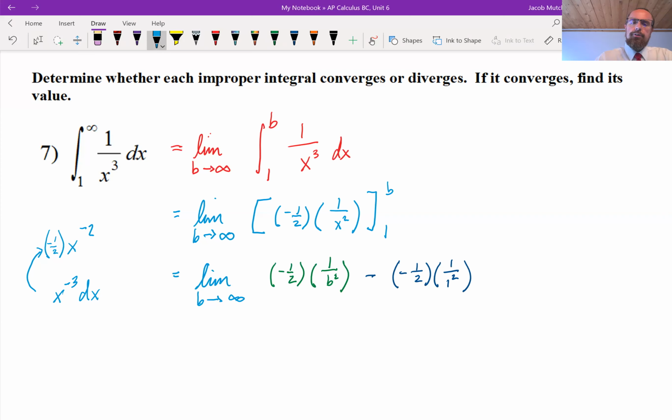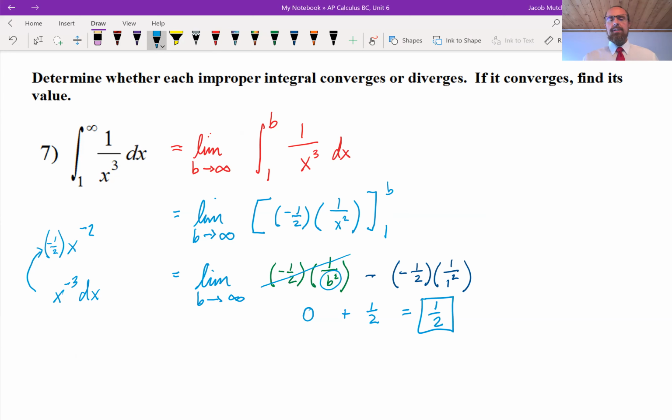So for this first term, if I have b going to infinity in the denominator, and in fact it's squared, 1 divided by infinity squared is going to become 0. And 0 times ½ is going to 0 out. So that first term becomes 0. And then this second product becomes -½ so that's +½ times 1 over 1 squared is 1. 0 plus ½ is ½.